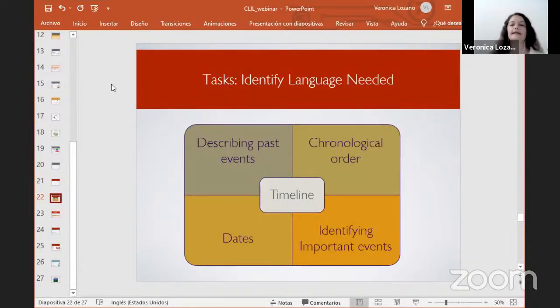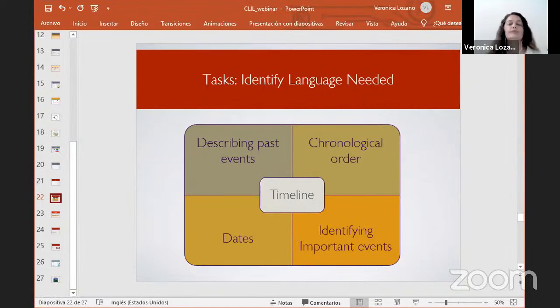So let's look at one example of a task here. Our task is creating a timeline. Let's say that you're trying to help your students write a biography, so they need a timeline of what happened in someone's life. So what you need to do is identify or help your students identify the language that they need. For example, describing past events, all of our past tenses.